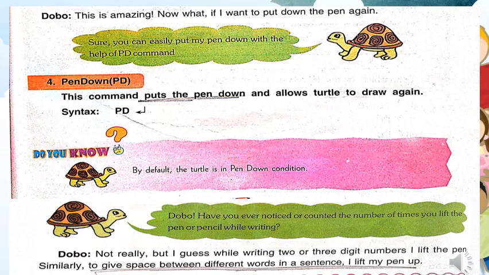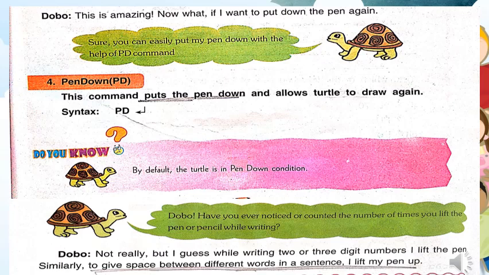When Dobo uses a PU command, Dobo says, "This is amazing. Now if I want to put down the pen again?" Then Turtle says, "Sure, you can easily put my pen down with the help of the PD command." So the fourth is PD, so pen down. This command puts the pen down and allows the turtle to draw again. But do you know, by default the turtle is in pen down condition.